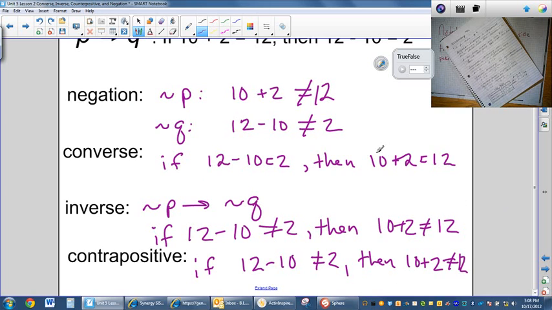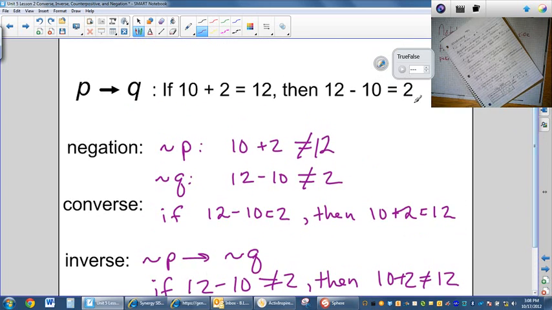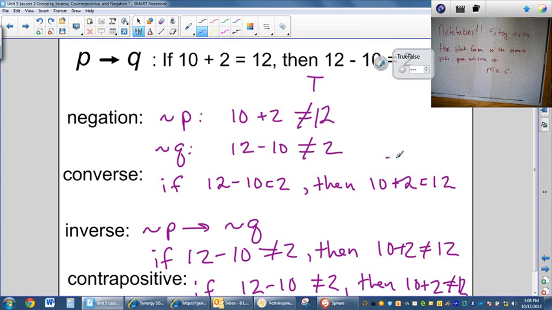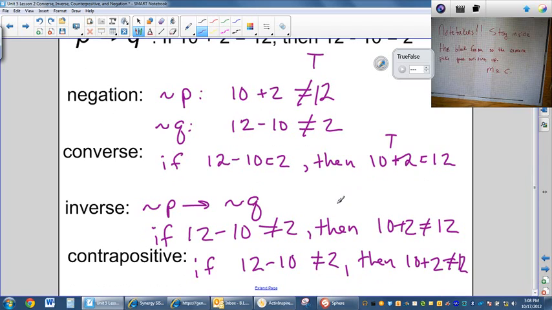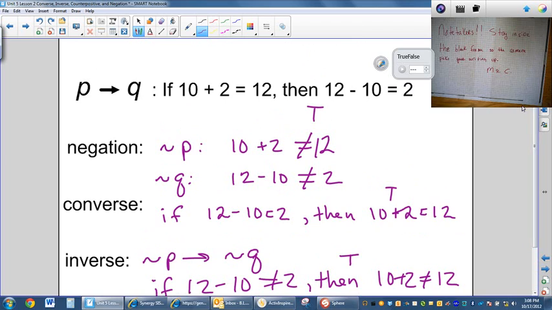So if you look here, the conditional statement is true. The converse is true. The inverse is true. And the contrapositive is true. Tomorrow we're going to learn about something called biconditional. That happens to be a biconditional. This evening for homework, when you look at it, you'll notice that there's only do the highlighted one.